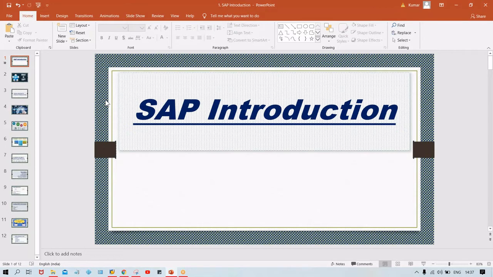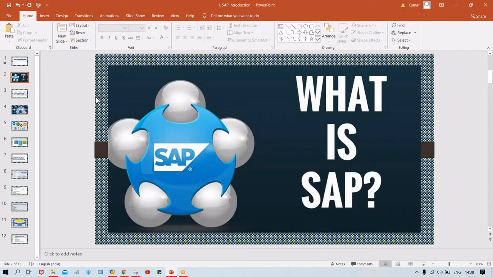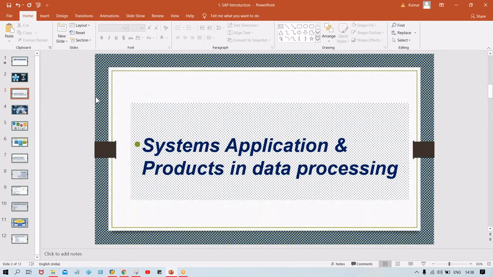Since you guys are going to learn, let's suppose we are going to learn about SAP. So the first question which comes in your mind is, what is SAP? So here is the answer, guys, and I think the same answer might be there in your mind also. Look at here: systems, applications, and products in data processing. But is this a correct answer? Is this a perfect answer, guys?